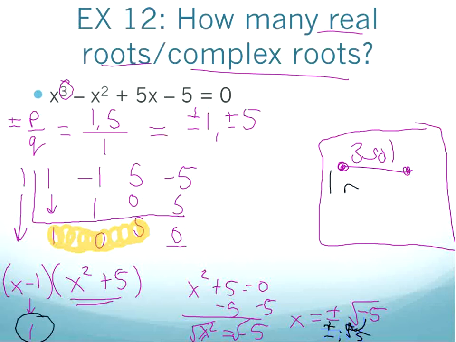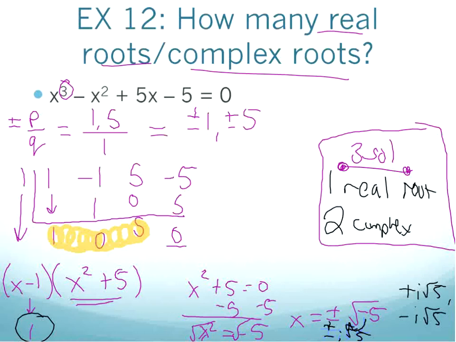So I had 1 as an answer. So I had 1 real root. And then I had that plus or minus i root 5. So that means plus i root 5 is an answer and minus i root 5 is another answer. So I had 1 real root, and these are called 2 complex roots. So it's called complex if it has an i in it.